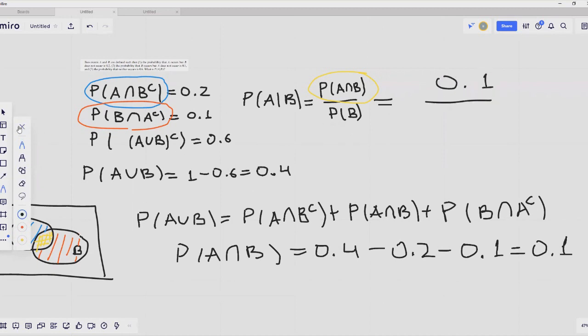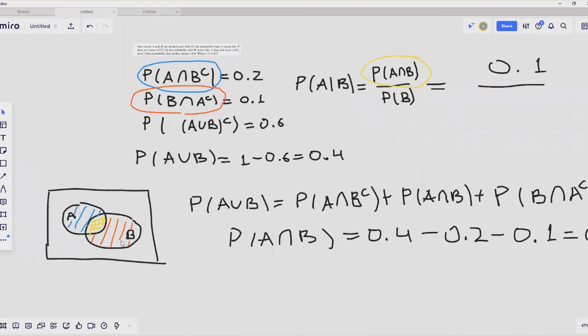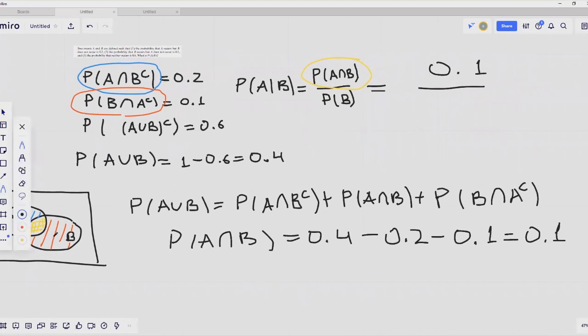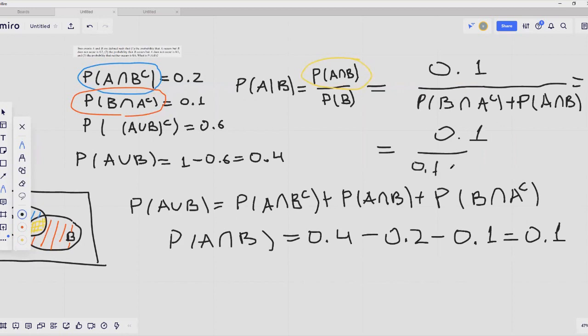Now, the denominator is still unknown, but it can be expressed as the union of the following two regions, the red and yellow ones. Two mutually exclusive regions, meaning that we can express the probability of B as the sum of the following probabilities. Probability of B intersection with A complement plus the probability of their intersection, A intersection with B, which is 0.1 over 0.1 plus 0.1. So this conditional probability A given B is equal to 0.5.